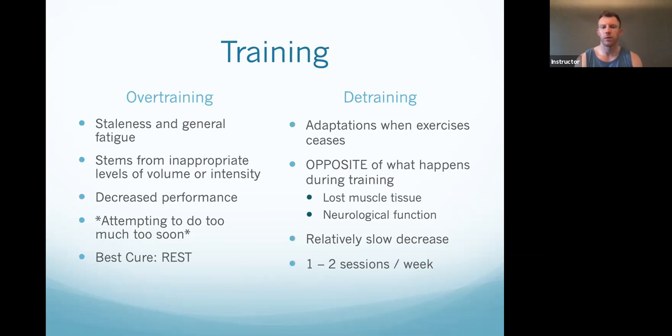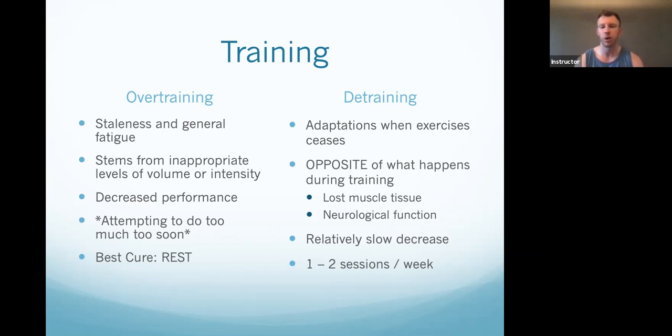With training though, there's two things that I think we do need to be mindful of. And one of those is overtraining and then detraining. So overtraining is when you hit a staleness and just kind of general fatigue. So you're fatigued, even though you're not exercising. So your sleep's not great, during the day you're tired. Basically what that stems from is inappropriate levels of volume or intensity. So too much of it typically is what it is. So decreased performance overall. Most of the time you're attempting to do too much too soon. So less is more sometimes.